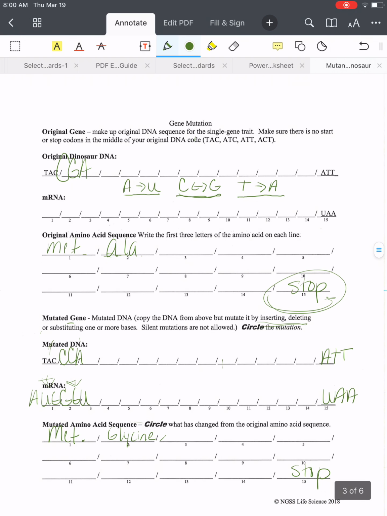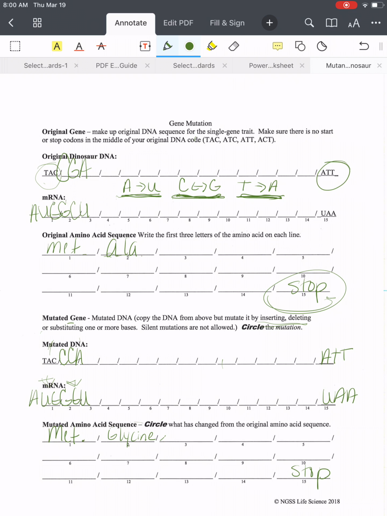Alright, so the gene mutation. For your original gene, you make up the sequence for your original Tyrannosaurus rex or whatever. They give you a start codon to start off with, and a stop codon at the end. Remember the rules when you go from DNA to RNA: A goes to U, C and G go back and forth, and T goes to A. So TAC becomes AUG, and then I make up the next one. I have CGA, so that would be GCU, right? Okay, so go back up and use your codon chart.